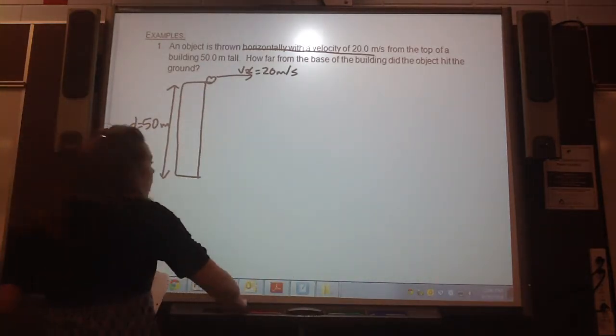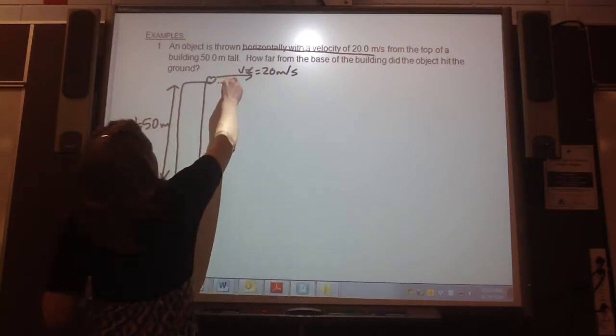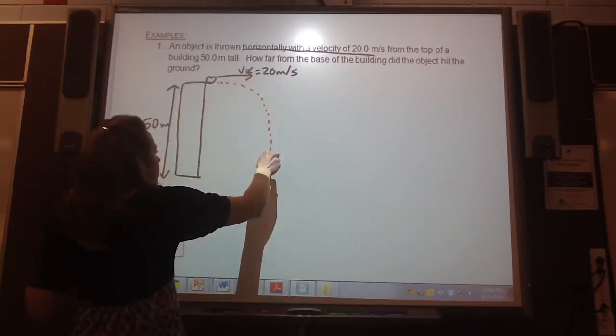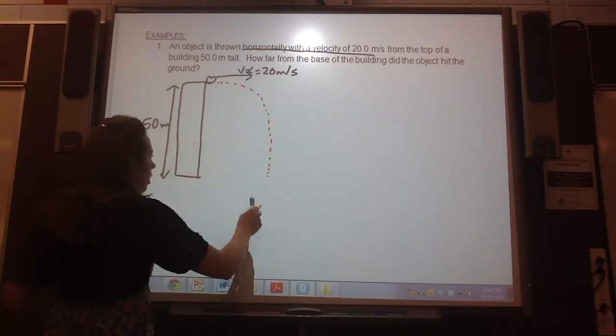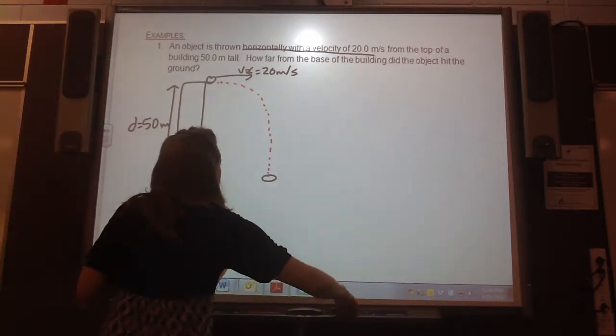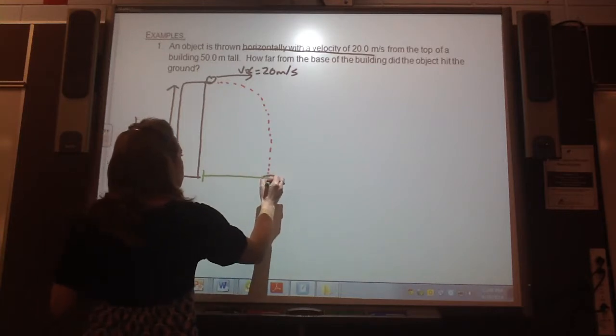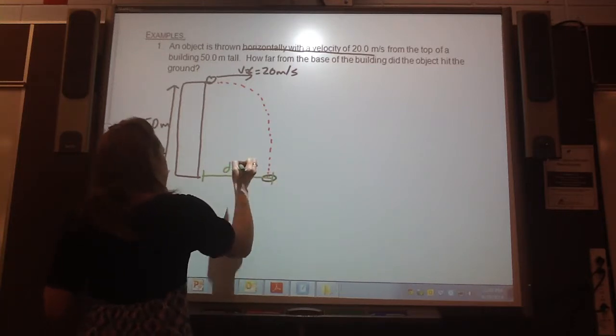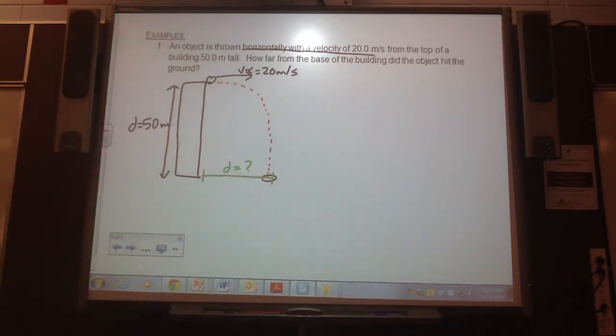Okay, now we know that it's going to have a trajectory and have an arc-like fall to the ground. So this is asking us how far from the base of the building did the object hit the ground? So it's asking me to find this distance here. So now, I've been given a D and I'm trying to figure out a D. So what do I do?